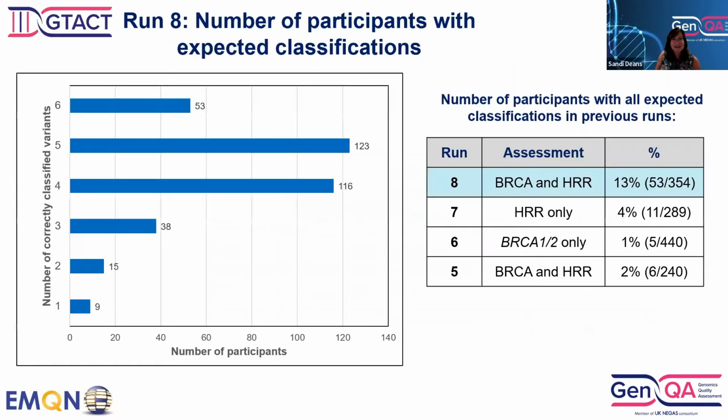So next slide, please. We have great news. We can see here, again using trending data analysis across the EQAs, that we're seeing a real improvement in the accuracy and the consistency of variant classification. We have now in this run 13% of individuals who are classifying all 6 variants in line with the expert panel and expected classification, and also see a real shift into more variants being correctly classified.